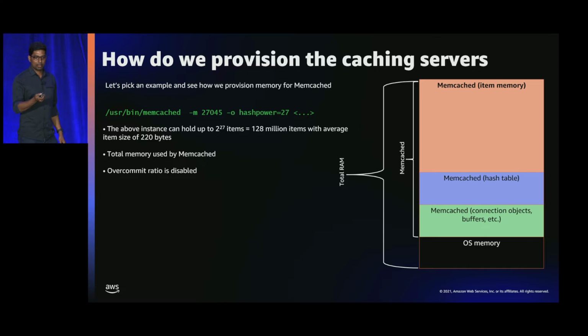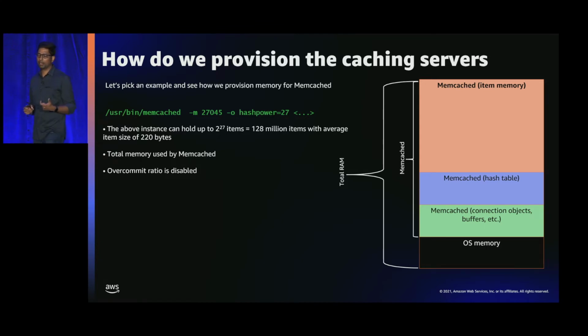In this particular example, 2^27 corresponds to 128 million. The fact is that this machine can hold up to 128 million items with an average data size of 220 bytes. But in reality, this is not how production workloads work. There could be a few items which go into the order of several kilobytes, and there are a few which consume very little memory.